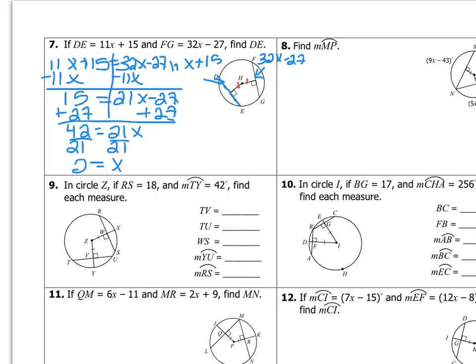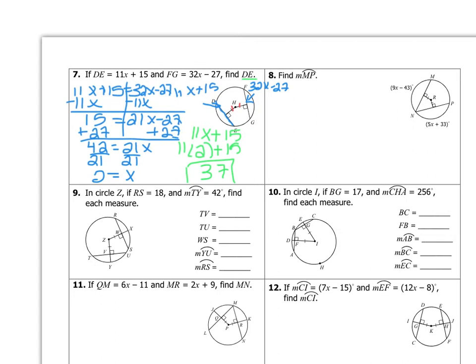Okay, but it's not asking for that. It's asking for DE. And DE is 11x plus 15. So 11 times 2 plus 15. And the answer is 37.